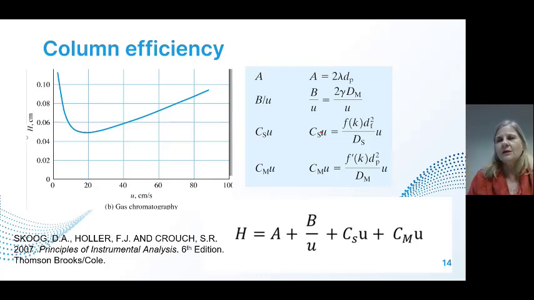So if you look at the van Deemter equation, what is going to play a role in separation is very important: flow rate, and then also particle size. The smaller your particle size, the more efficient your separation will be.